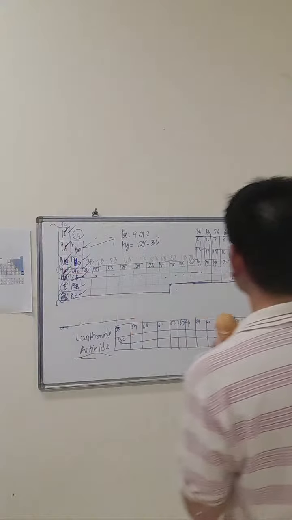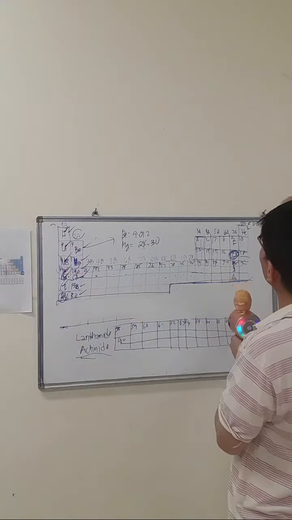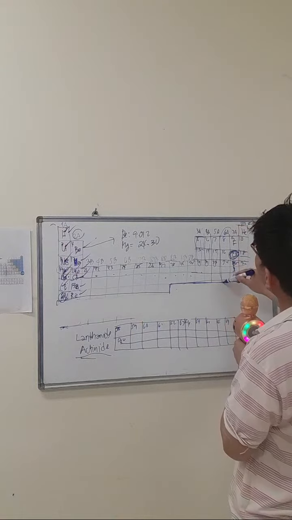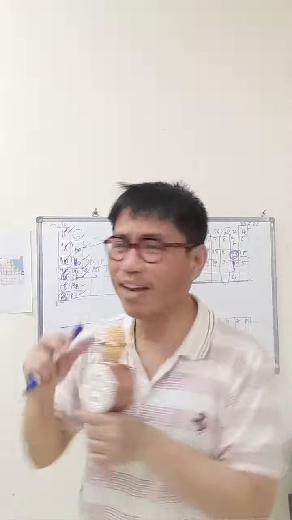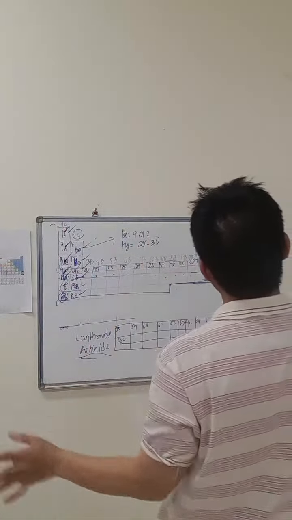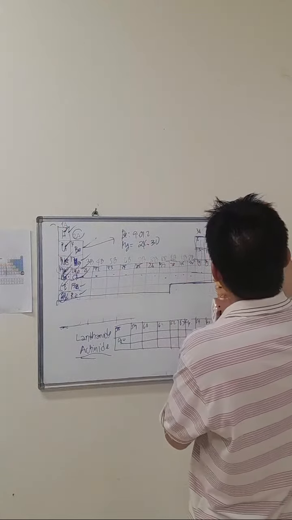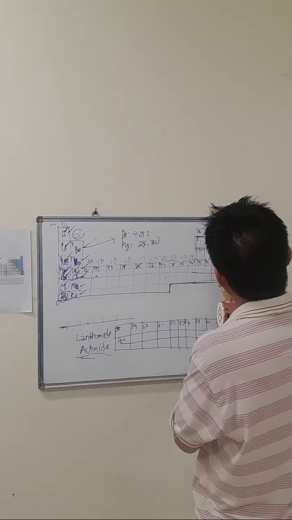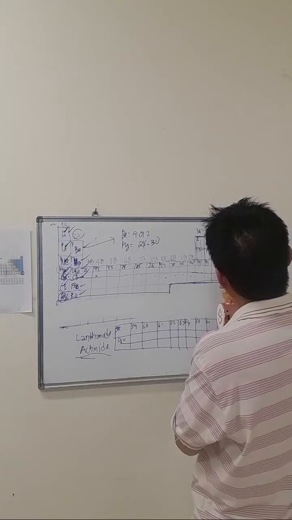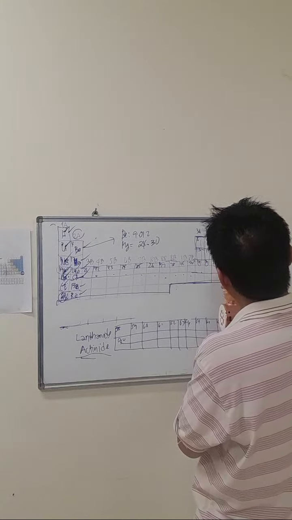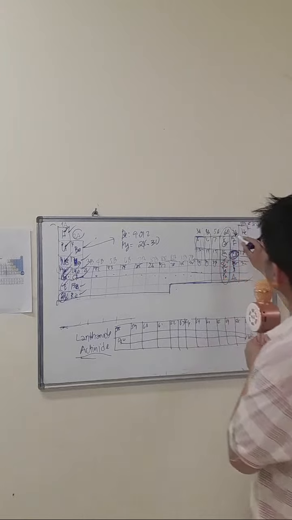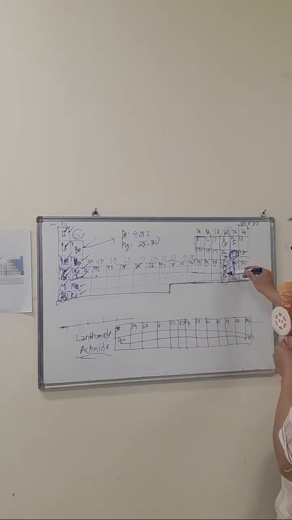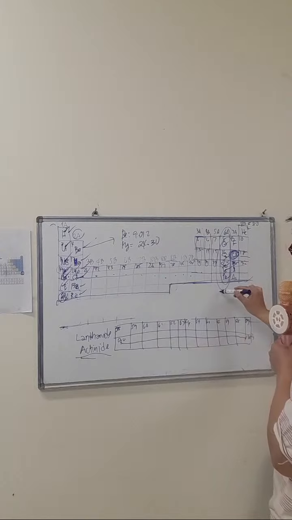Now we go to group 6A. Without 6A also we will die. Why? Later I will explain. We have oxygen, sulfur, selenium, tellurium, then polonium. So these elements, oxygen, sulfur, selenium, tellurium, and polonium, have 6 valence electrons in the outermost shell.